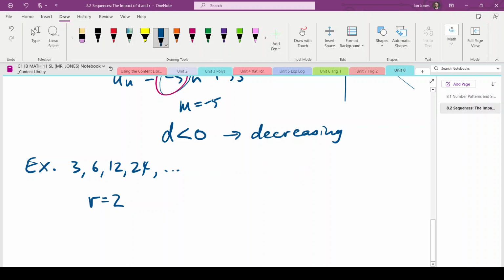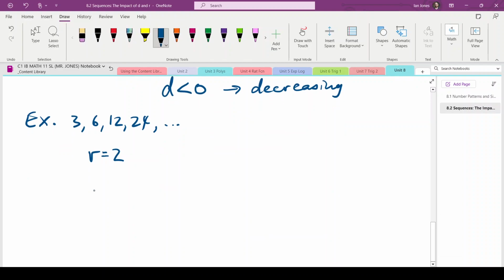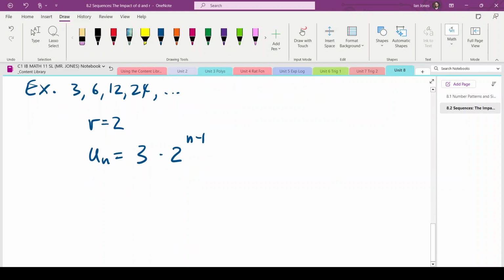All right, great. So the general term here would be un equals u1 times r, which is 2. I'll just put the 2 in right away. Might as well put the 3 in right away for u1 to the exponent n minus 1. Okay, so now we have a formula. I could find the 10th term of this sequence just by substituting 10 in there, or whatever I need to do. I've got the general term.